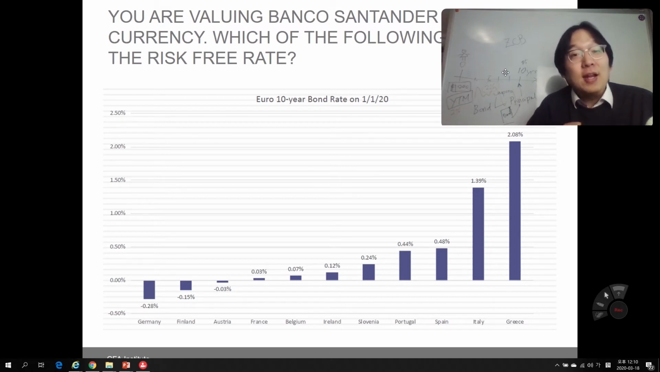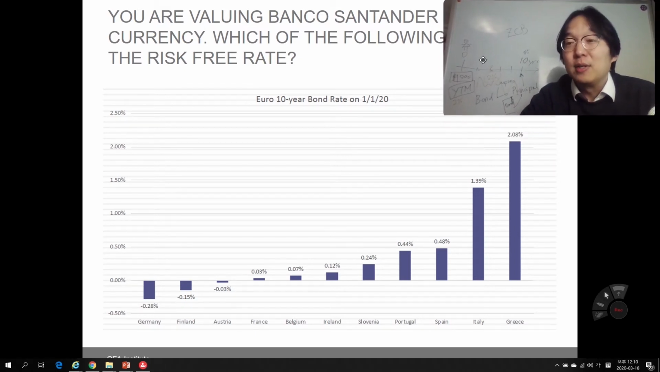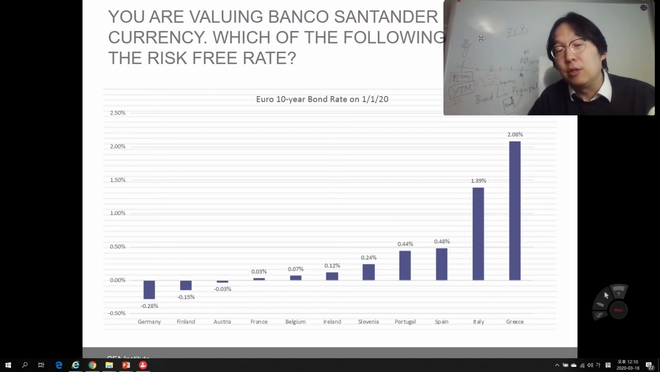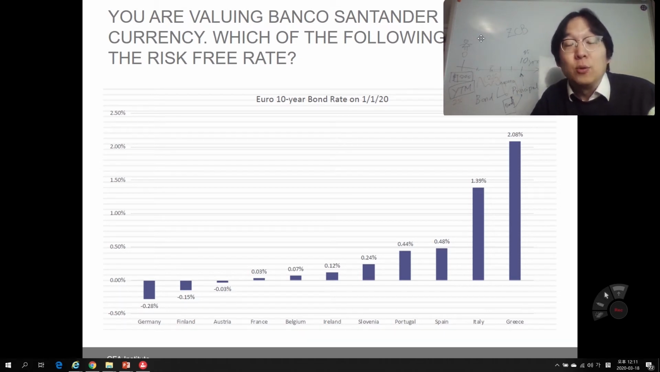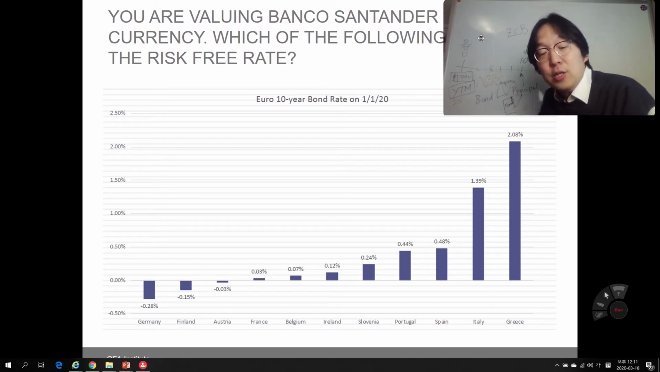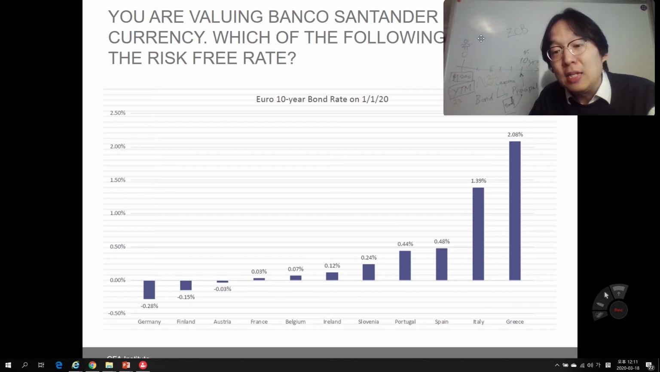Let's see. You are valuing it in euro currency. Which of the following has to be the risk-free rate in this case? The 10-year euro bond rate as of January 1st of 2020 is given over here. The thing is, in the euro currency regime, you have all different countries, each with their own central bank, and not only central bank, but their own treasuries, their own treasury department. The German government, Finland, Austria, France, Belgium, Ireland, Slovenia, Portugal, Spain, Italy, and Greece are there.